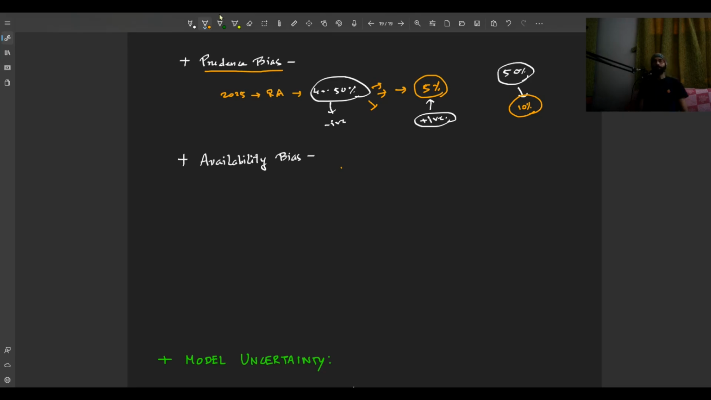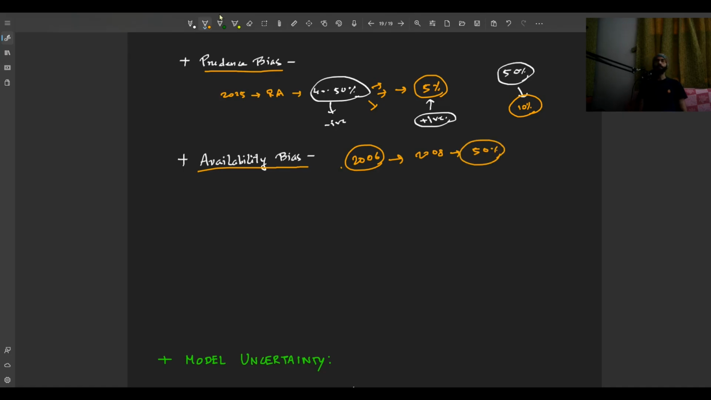Now we talk about availability bias. Let's say the first time you invested in stock markets was 2006. You invested in stock markets in 2006. And by 2008, your portfolio went down 50%.